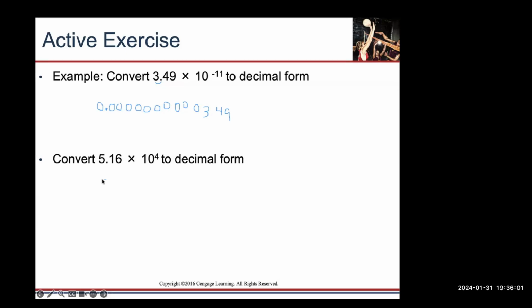Okay, and then in this case, we have 5.16 times 10 to the 4th. So in this case, we're going to be moving in this direction. So I'm going to slide this over. I'm just going to get my 5.16. And then I know I'm going to move it 1, 2, 3 spots, and then one more, 4. Okay, so my value is going to be 51,600.